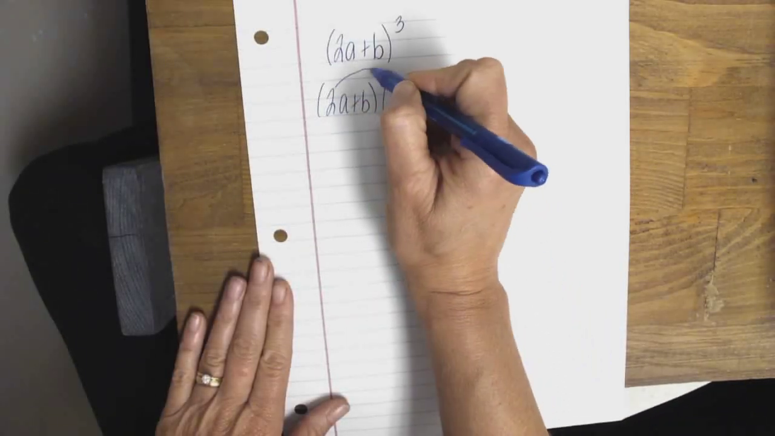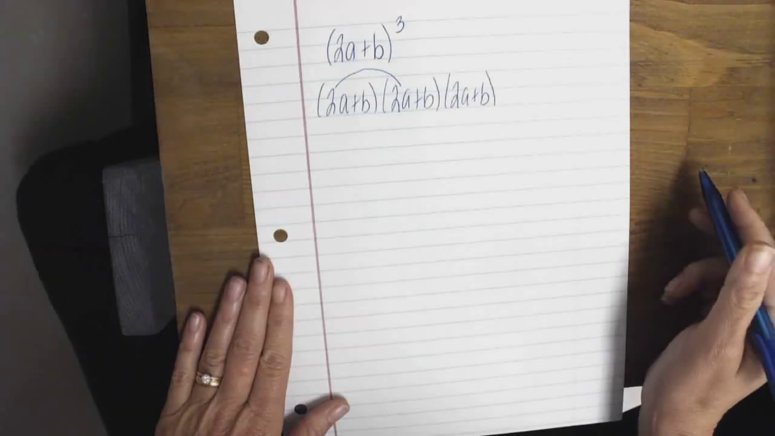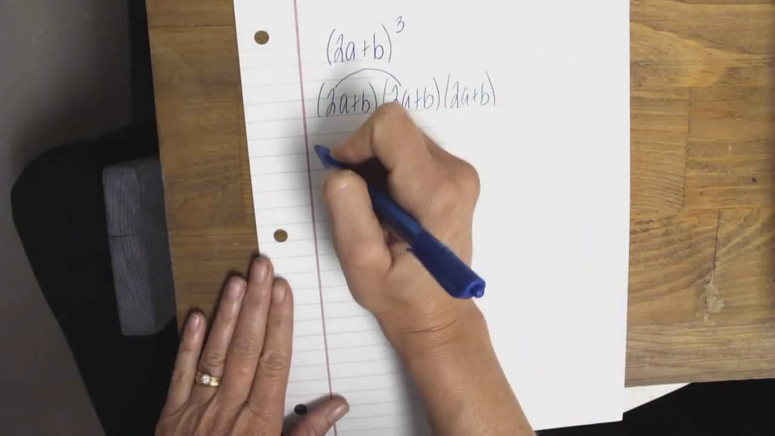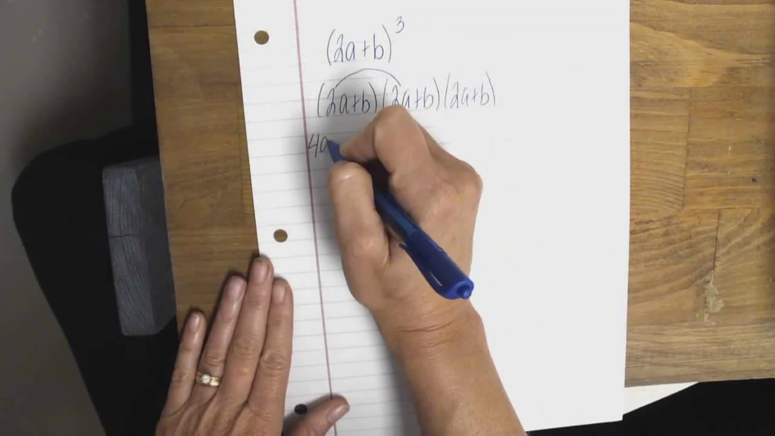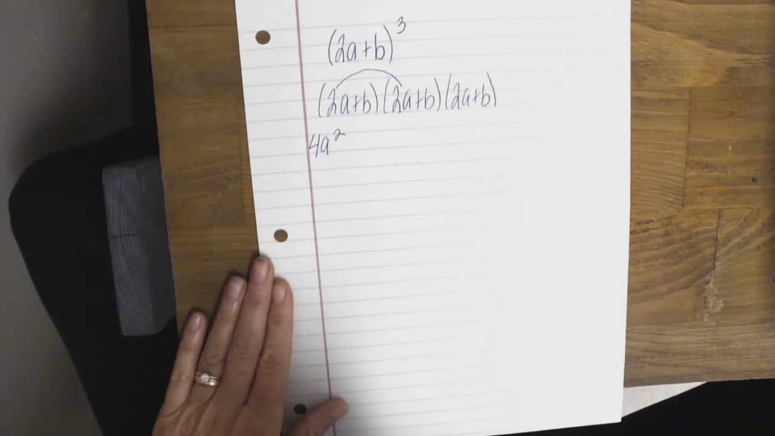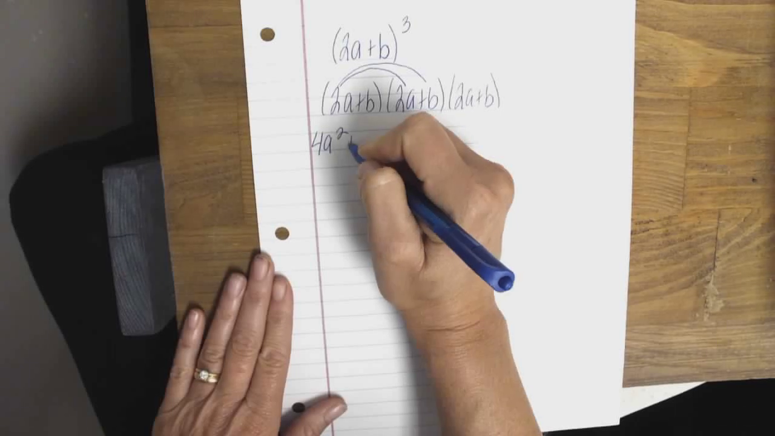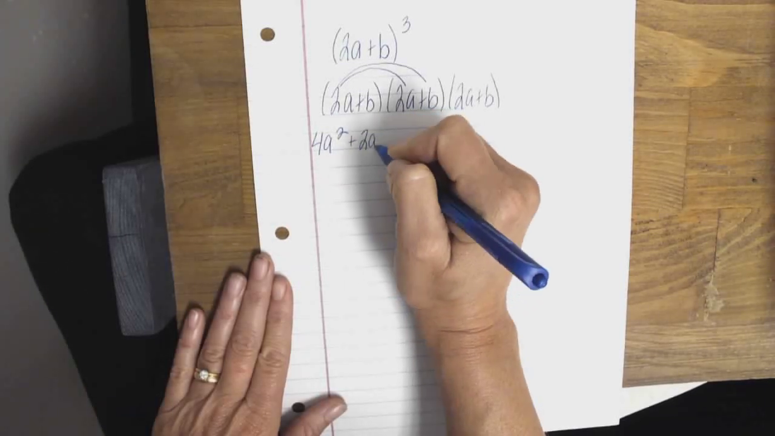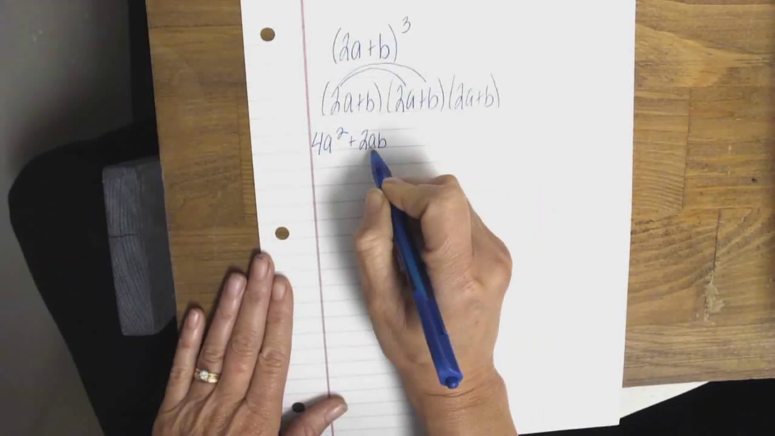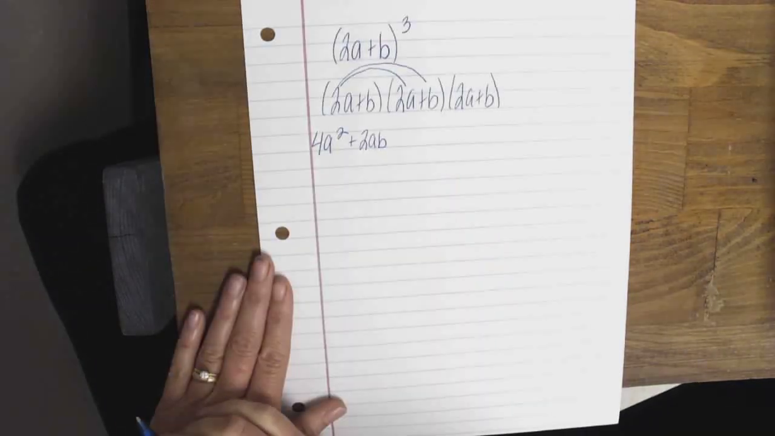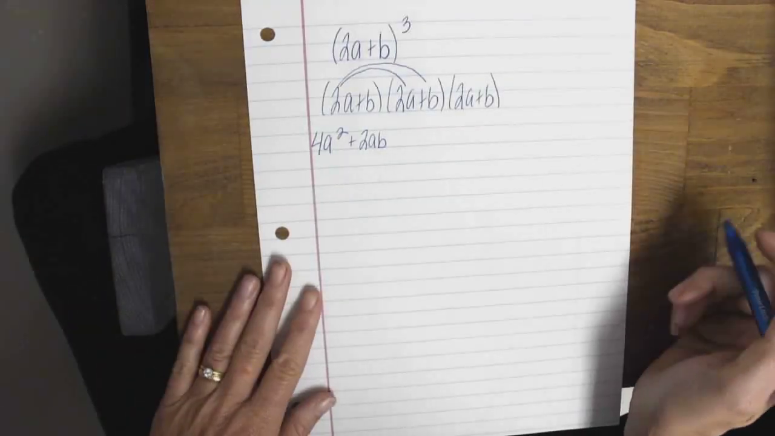And I'm going to FOIL or distribute that out. So I'm going to go 2a times 2a is 4a squared. This should be a review, I hope. Next thing I'm going to do is do 2a times b, and I'm going to just write 2ab. I generally put my variables in alphabetical order, although 2ba is not wrong.